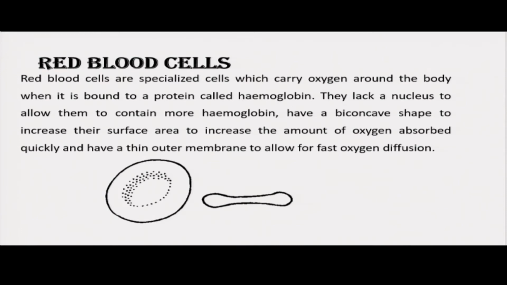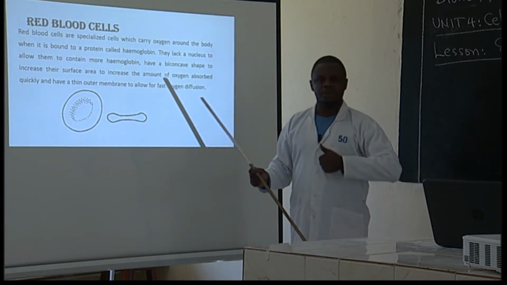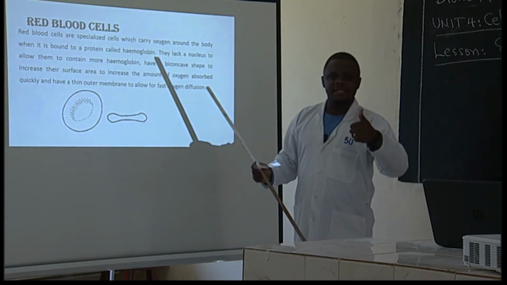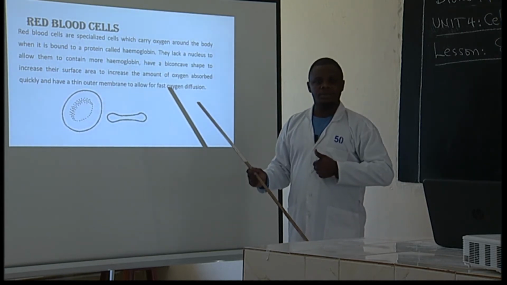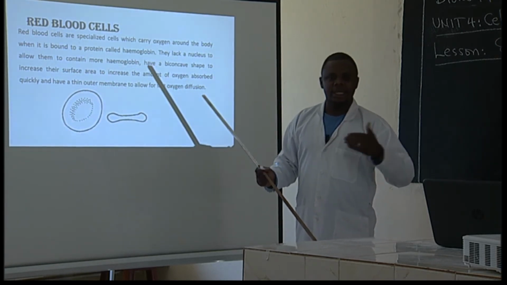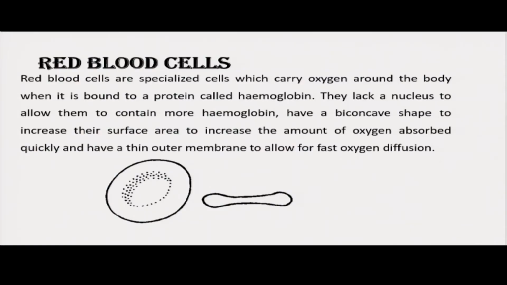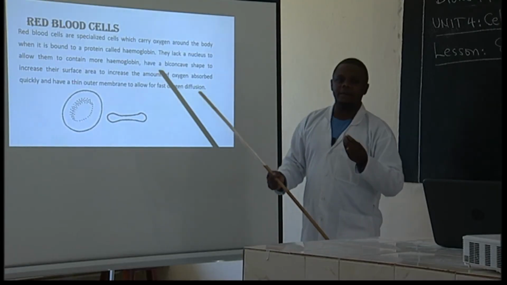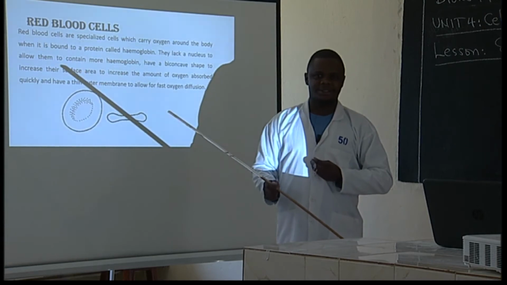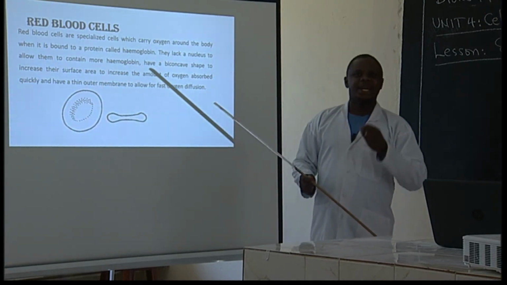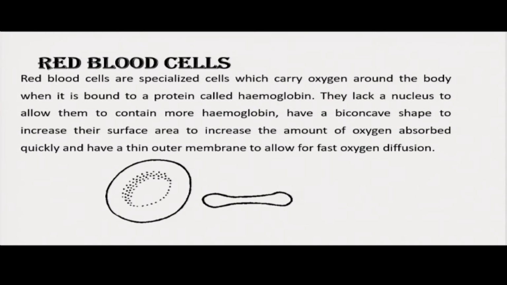They have a biconcave shape to provide a large surface area for absorption of gases. Their membrane is thin and flexible so that they can easily allow materials to go in and out. Their shape is biconcave. They don't have a nucleus, to provide enough space. They also have hemoglobin pigment. Students, red blood cells transport oxygen and carbon dioxide in our body.